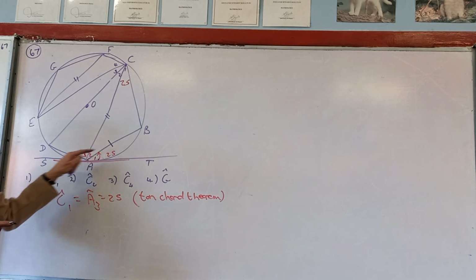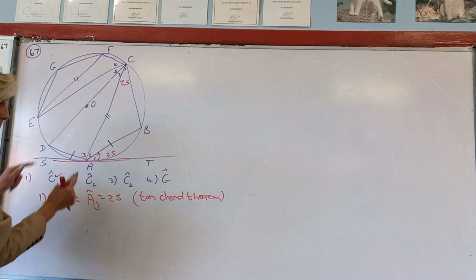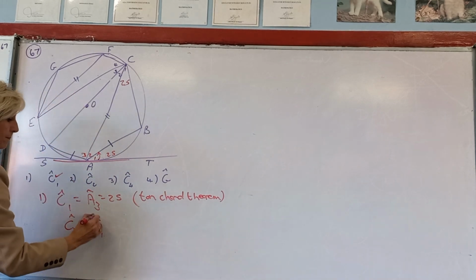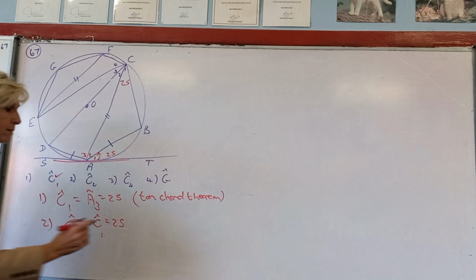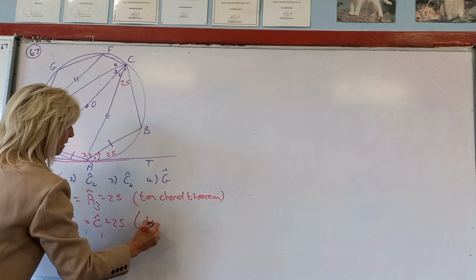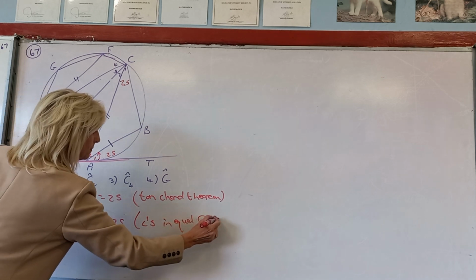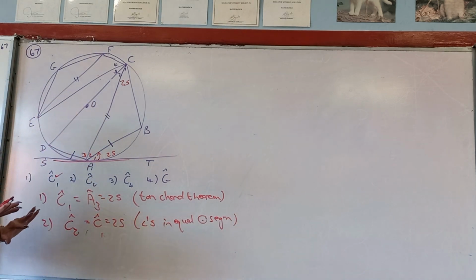So if this is equal to that, where's the bow tie? So C1 and C2 will be equal to each other. How come? The bow tie, right? Angles in equal circle segments. Not the same circle segment, it's equal because they're on separate chords.